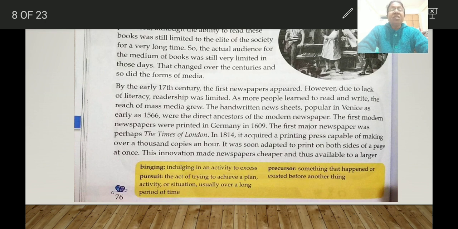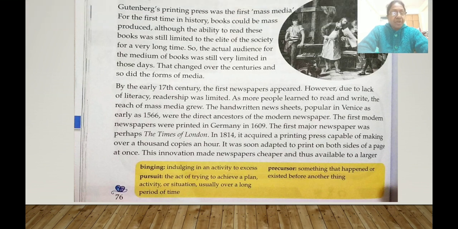And when was the first printing press and by whom was it built? So when was the first printing press built and by whom was it built? The first printing press was built by Johannes Gutenberg after 1500 years of the invention of paper. Now, what was the first mass media? The first mass media was Gutenberg's printing press.